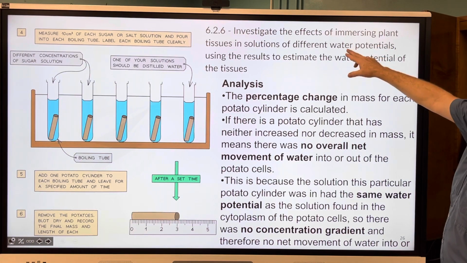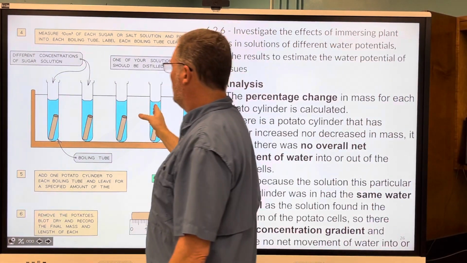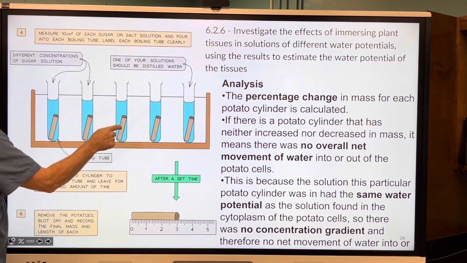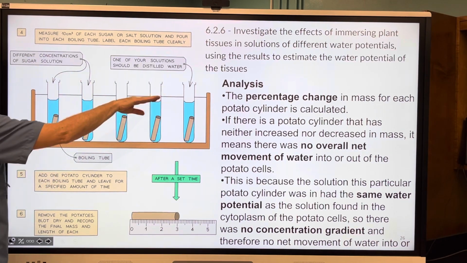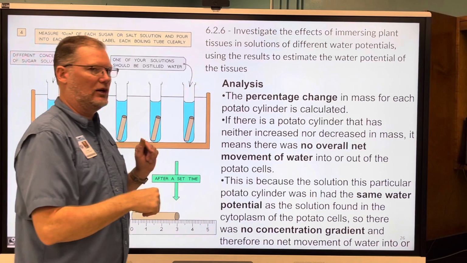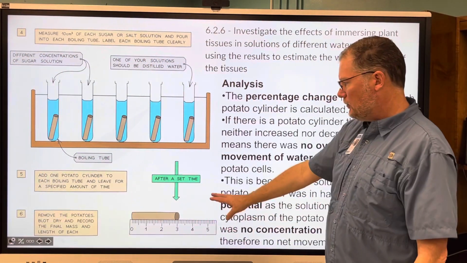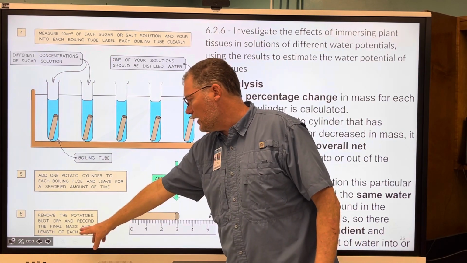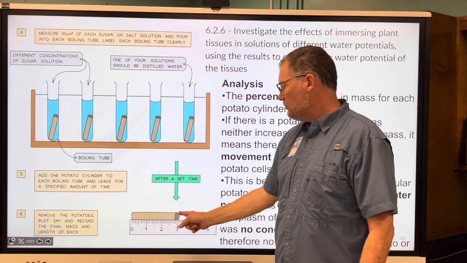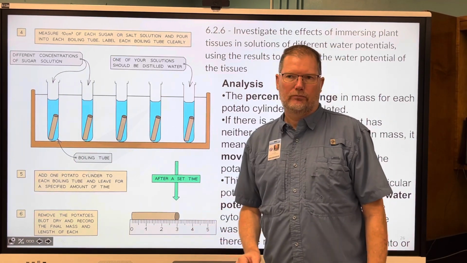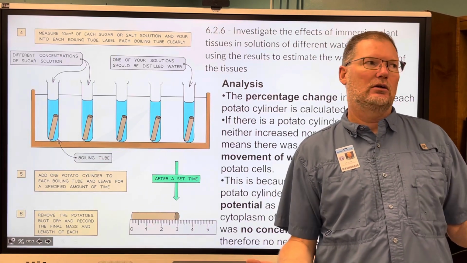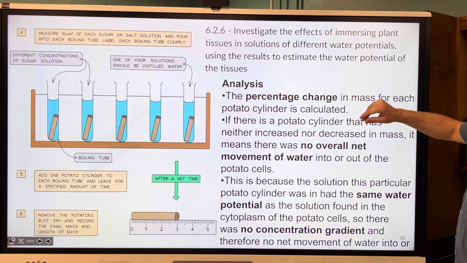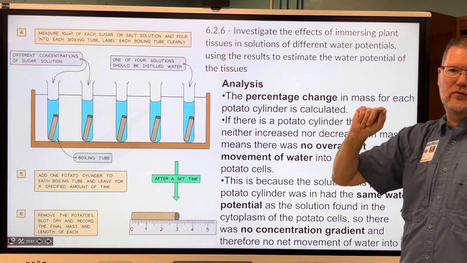So that's different water potentials. Remember, this is pure water, so it's going to have 0, and then the water potential is going to go down as you go in this direction. Then you leave them in there for a specified amount of time, remove them, dry the water off, and measure if there was a length change. So essentially the swelling of the tissues, in order to estimate the water potential of those tissues.